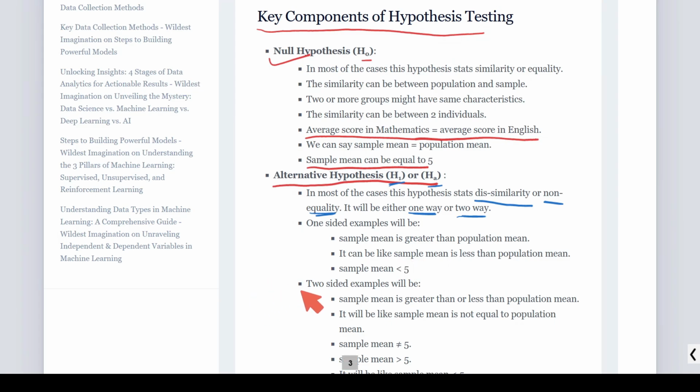If you talk about two-sided examples, then average score in mathematics is not equal to average score in English. It can be like average score in mathematics is not equal to 80 as well. Over here, please ignore these two terms, I am going to change it. This can be like sample mean is not equal to 5, or we can change this statement like sample mean is greater than or equal to 5 or less than or equal to 5, but it's not equal to 5. So this is the second component.